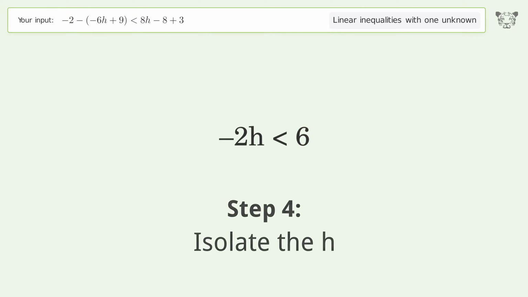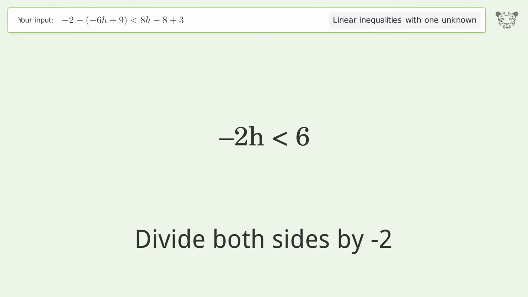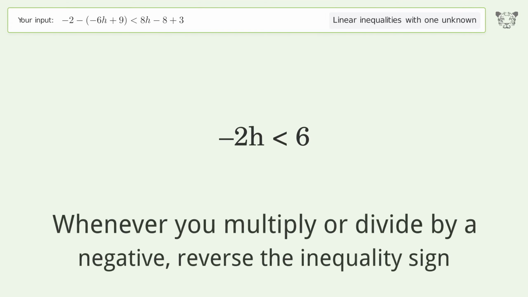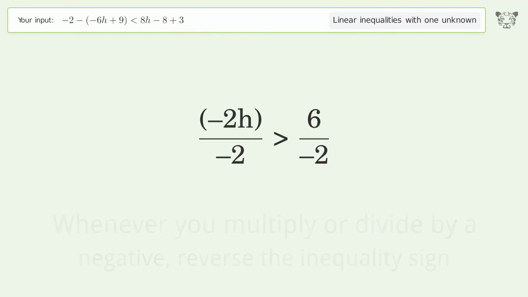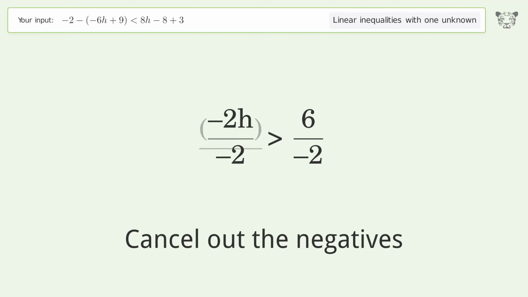Isolate the h. Divide both sides by -2. Whenever you multiply or divide by a negative, reverse the inequality sign. Cancel out the negatives.